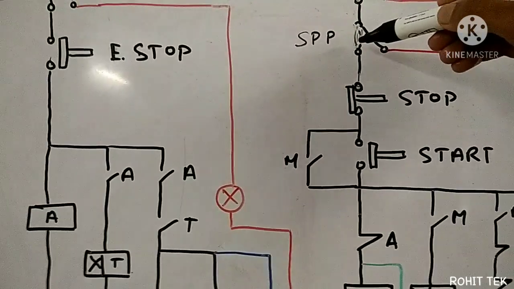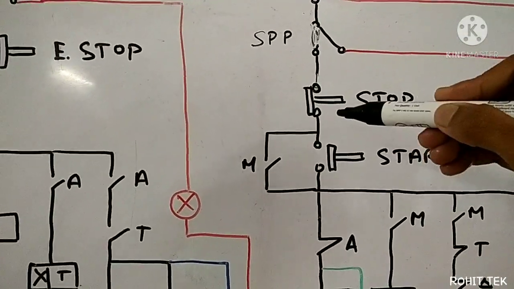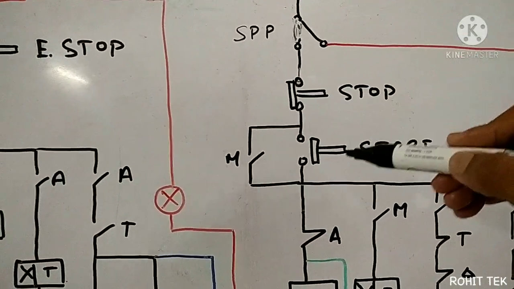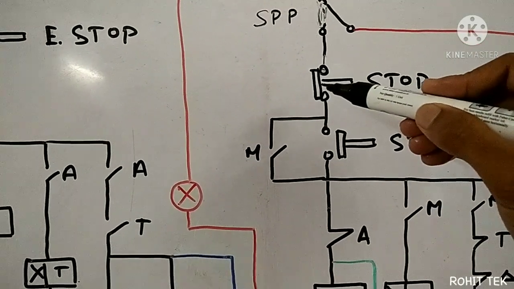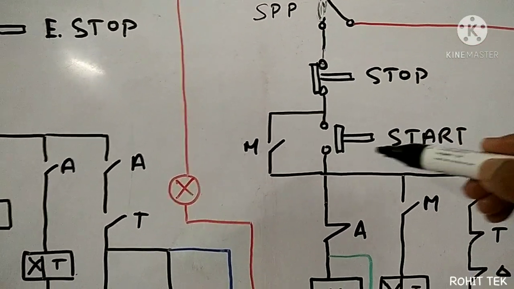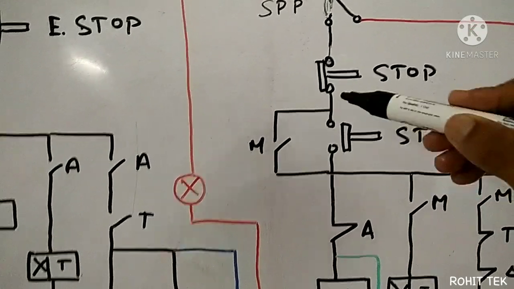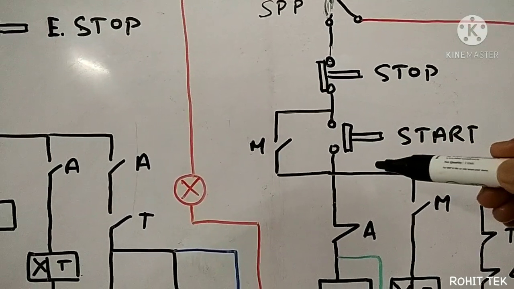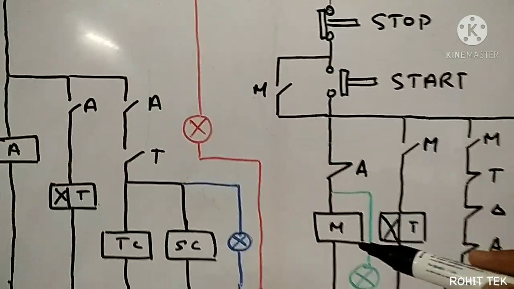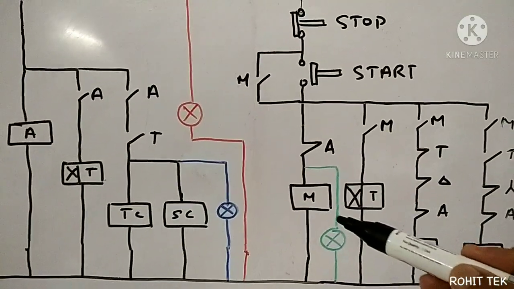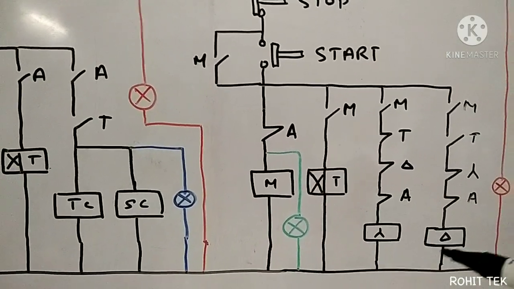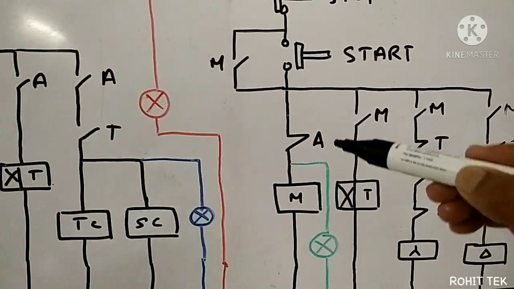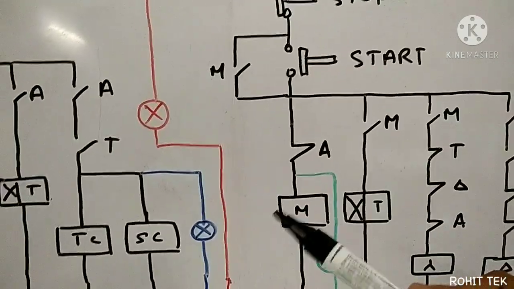See, so this is the contact of a single phasing preventer, then I've used the stop push button, then the start push button. Okay, see, the stop push button is NC type and the start push button is of NO type, and both the buttons are spring return type. Okay, then I have used the main contactor here, the timer, star contactor, delta contactor, and these are the contacts.